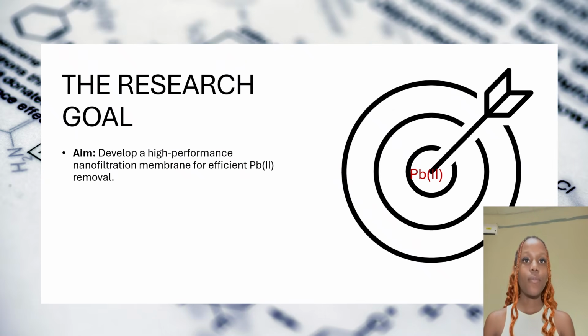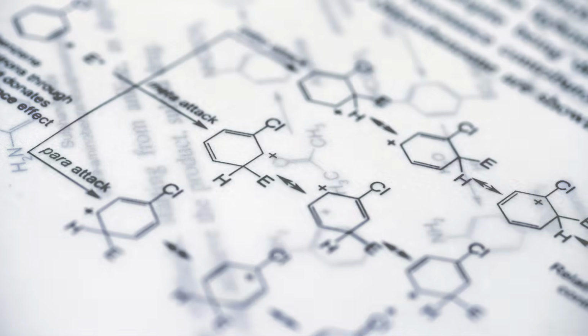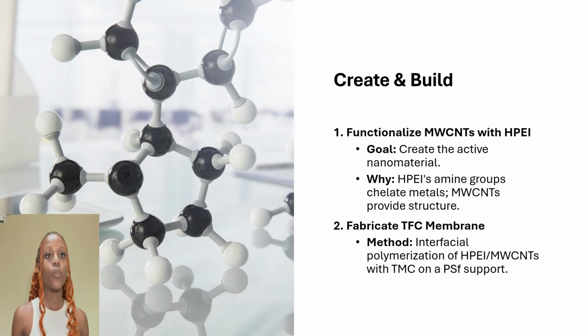Alright, so we've seen the problem. The author's mission, their single overarching goal, was to build a solution. Their aim is to develop a high-performance nanofiltration membrane with one primary job: to efficiently and reliably remove toxic lead-2 from water. Everything that follows was designed to achieve this specific target. To achieve that goal, the research was built on two foundational phases.